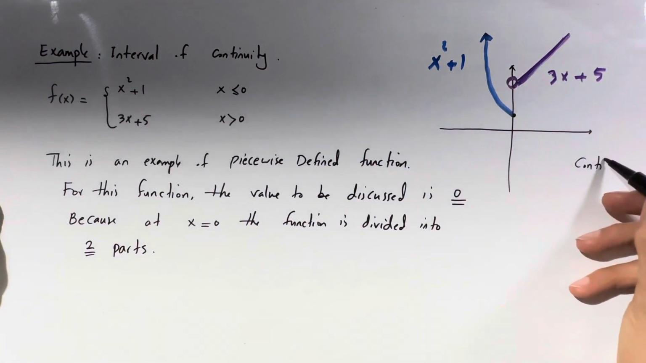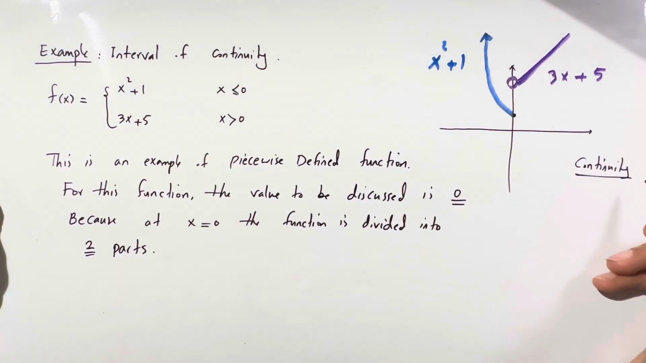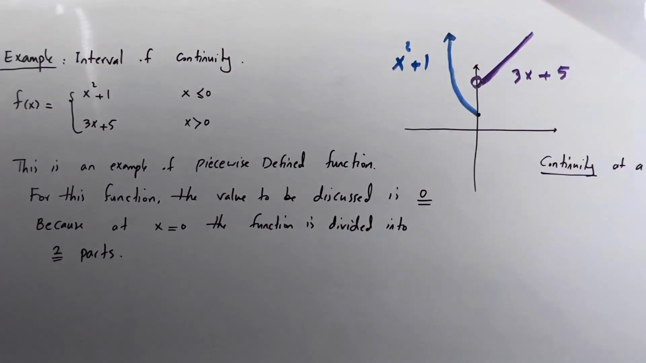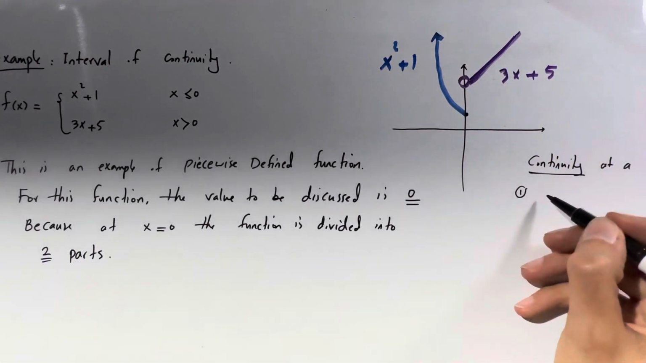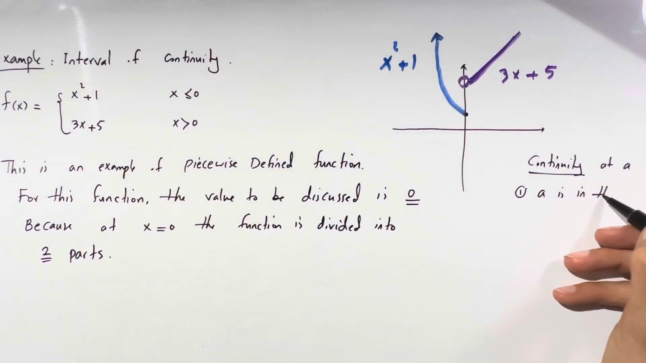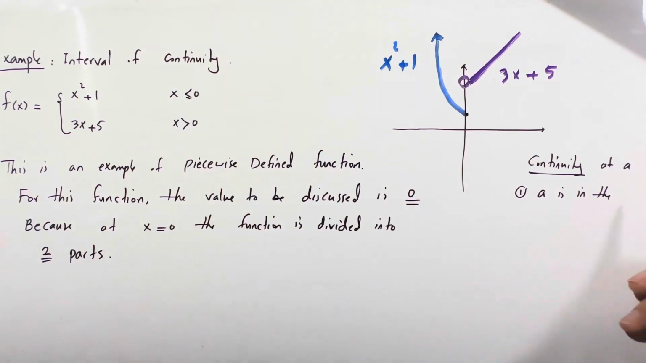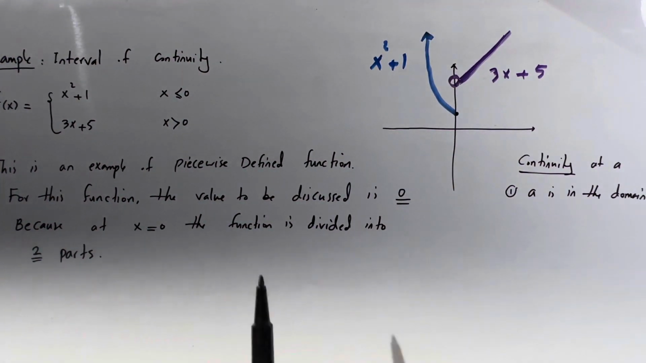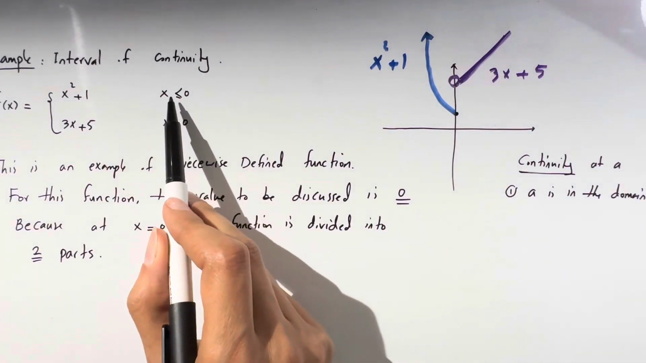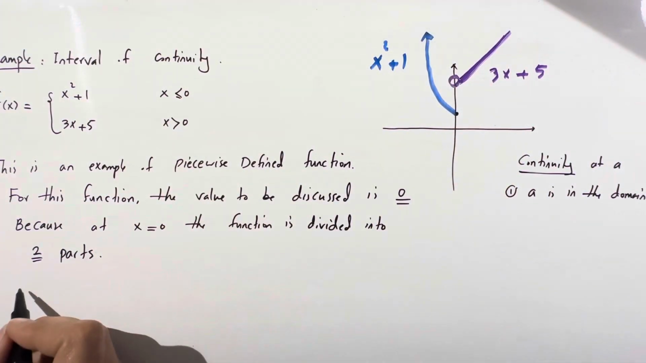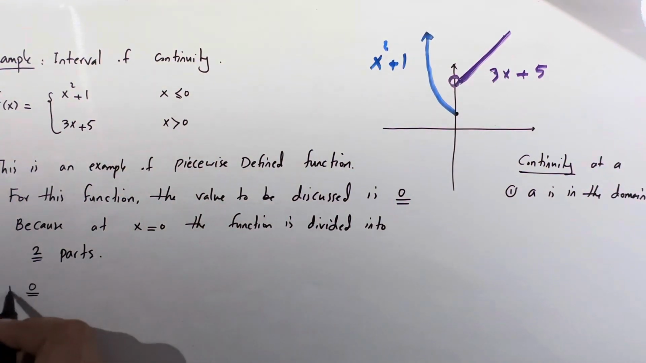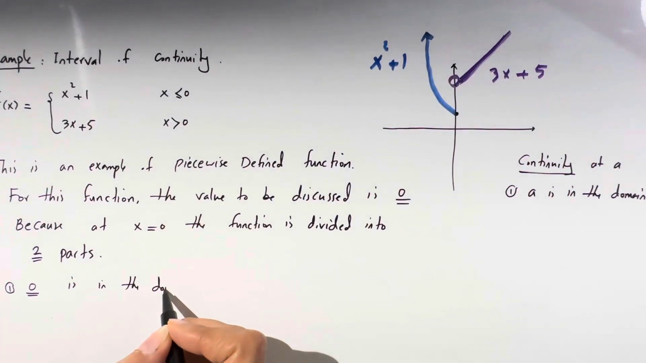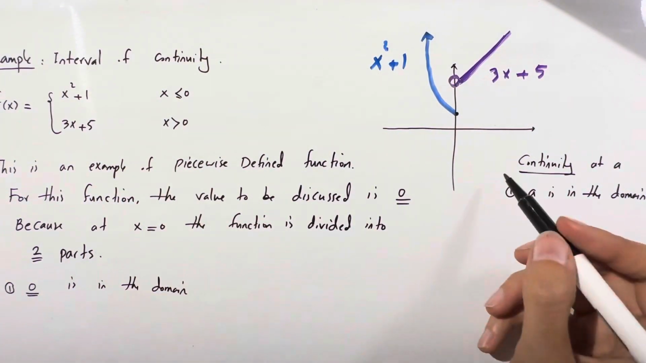Check continuity conditions at A. So first of all, A is in the domain. This is the very first condition that we check. So is A in the domain of the function? Yes. 0 is in the domain of the function. This is the first condition, is in the domain. There is no doubt here.